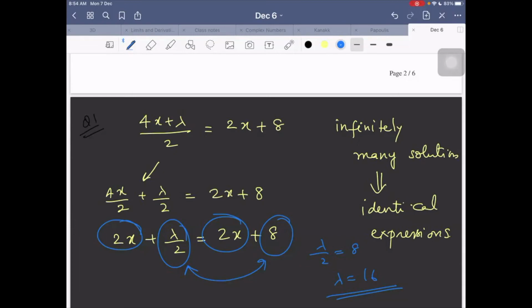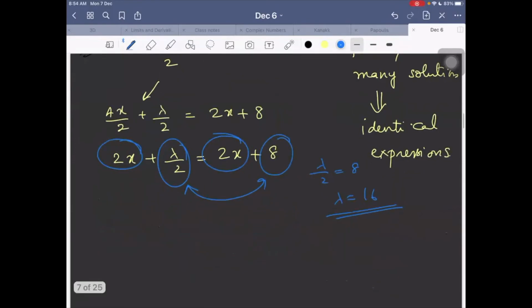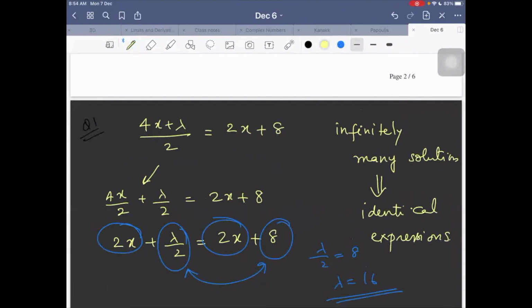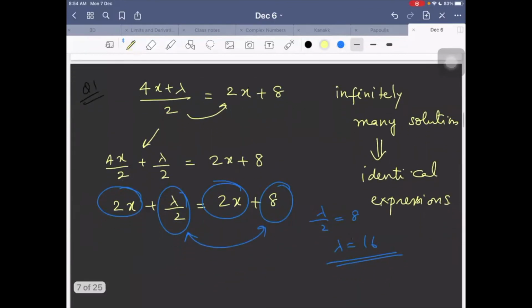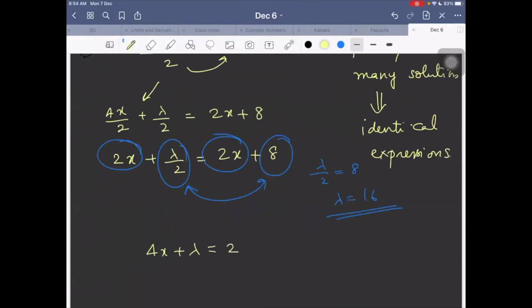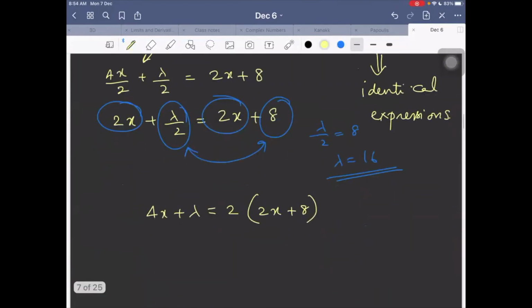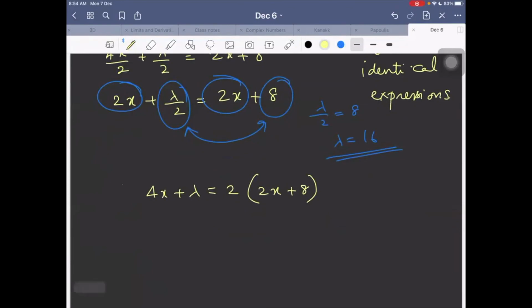The second method, if you do not like fractions, is to take 2 to the other side. So we have 4x plus lambda equals 2 times (2x plus 8). This is the second way. So we have 4x plus lambda equal to 4x plus 16. Now, half the job is done here. You just need to have lambda equal to 16. Easy?